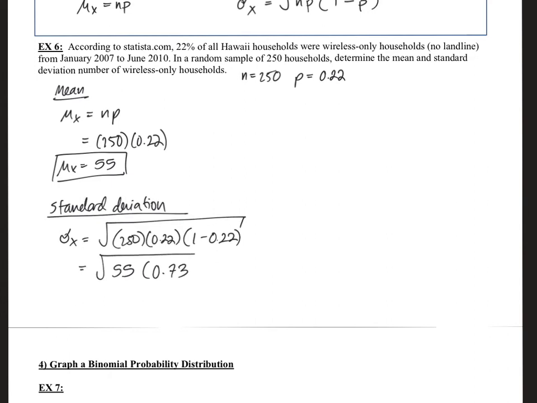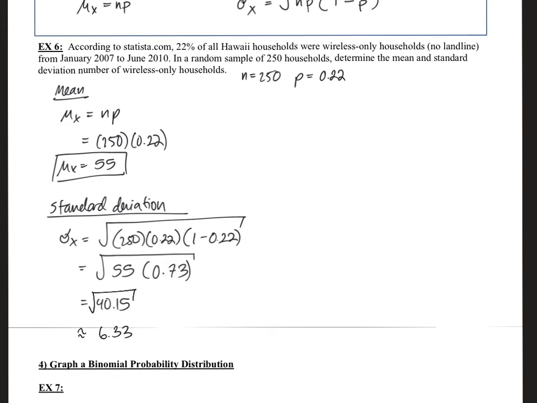Let me go ahead and shorten this radical because that's a little too long. So 55 times 0.73 is 40.15. And we still have the square root of that. So what is the square root of 40.15? We end up with approximately 6.33.